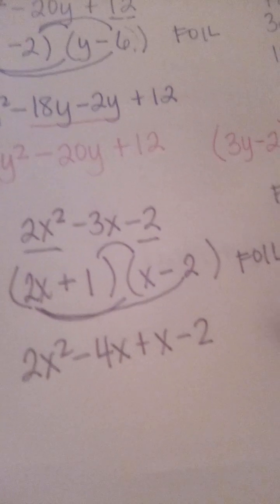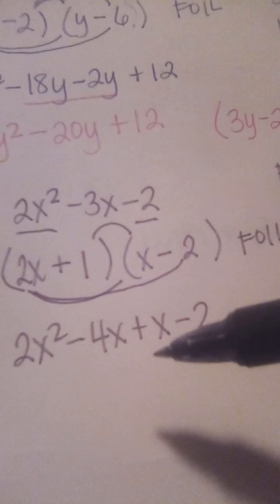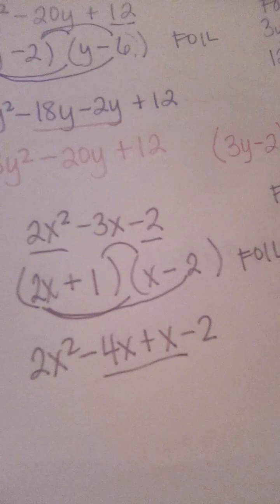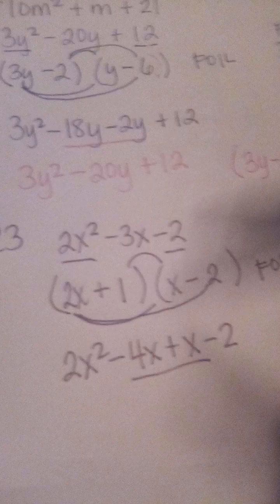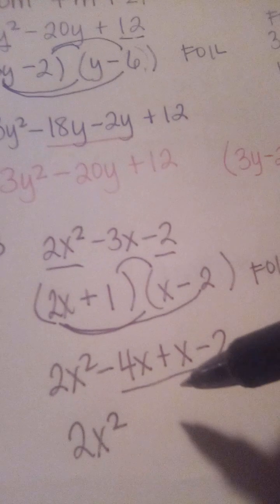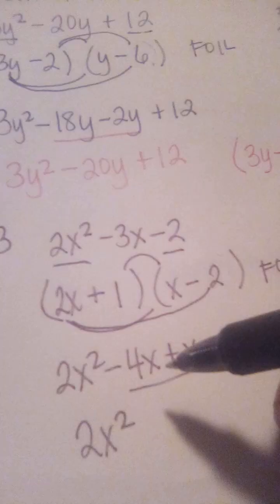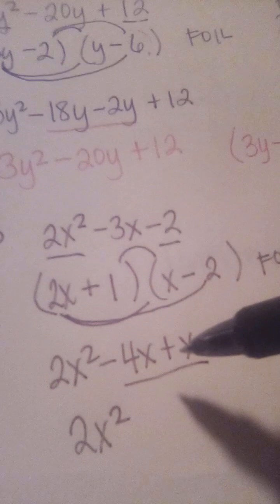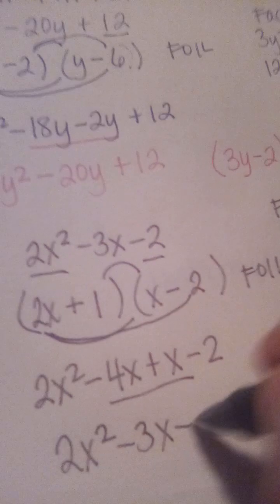Is there any combined like terms? Yes. The x's, right? Negative 4x plus x equals a negative 3x. And then we have negative 2.